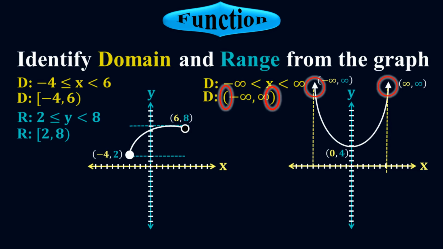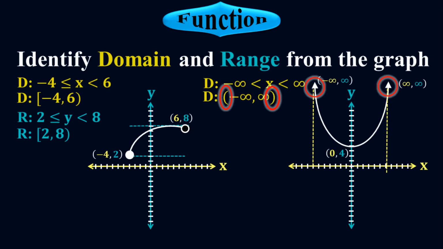Remember, so far we have learned that if there is an empty circle at the end of the graph, we're going to use parentheses. The next case is if there is an arrowhead at the end of the graph, it means that the graph goes to infinity. Whether it is negative infinity or positive infinity, use the parentheses for the infinity. But what about the range?